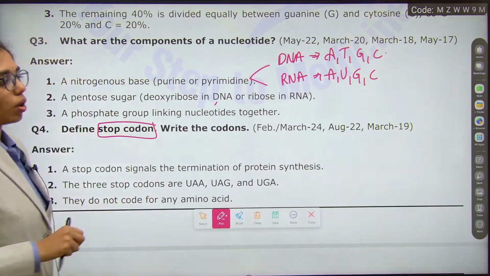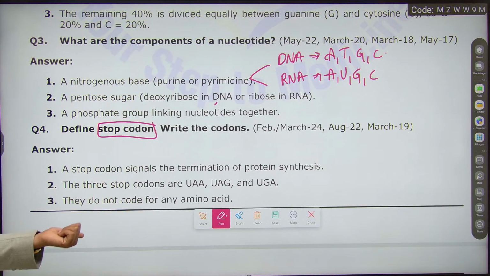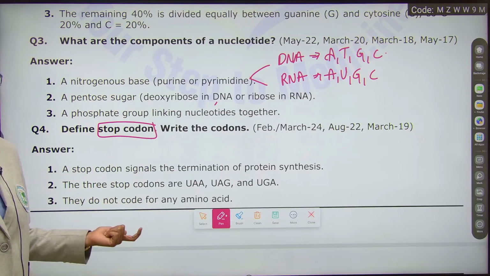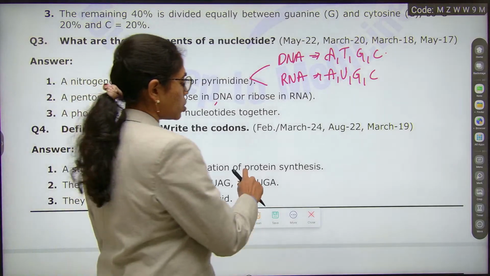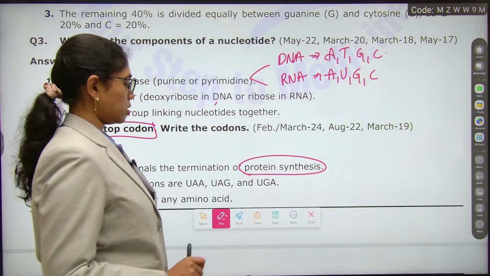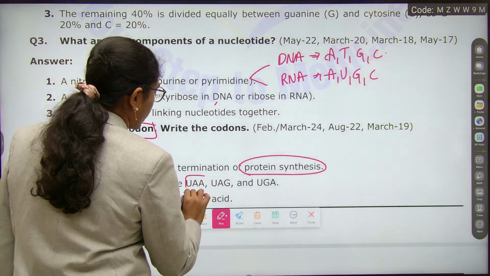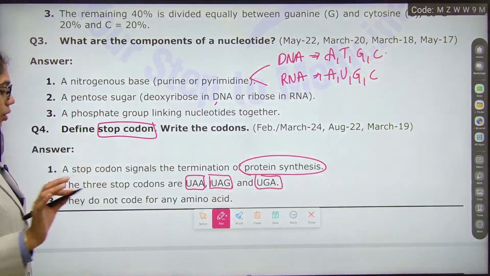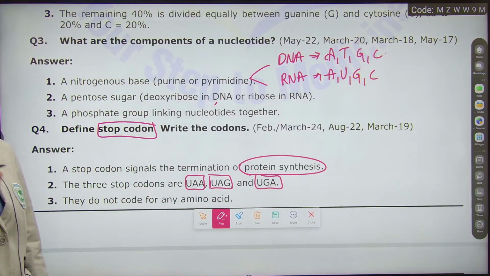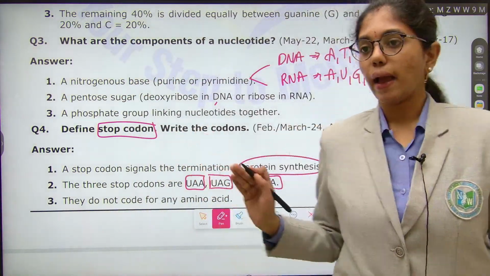Write the codons. Questions about stop codons, initiator codons and start codons have been asked multiple times. A stop codon signals the termination of protein synthesis, and 3 stop codons are present: UAA, UAG and UGA. These are the 3 stop codons. They do not code for any amino acids.